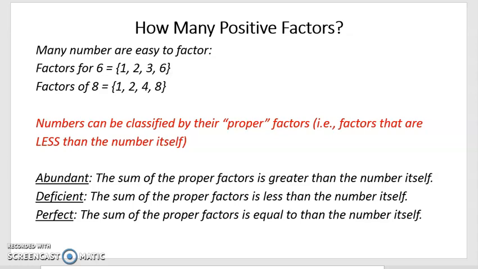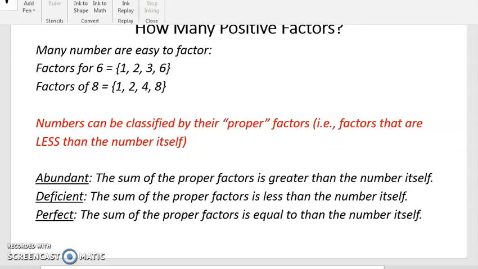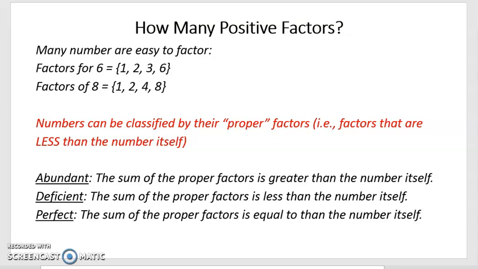Many numbers are easy to factor, things that you've been doing for many years yourself, and you just say, okay, this is how many I've got. So, for example, if your number is 6, the factors of 6 are 1, 2, 3, and 6. These are numbers that divide into 6 evenly. Factors of 8: 1, 2, 4, and 8.